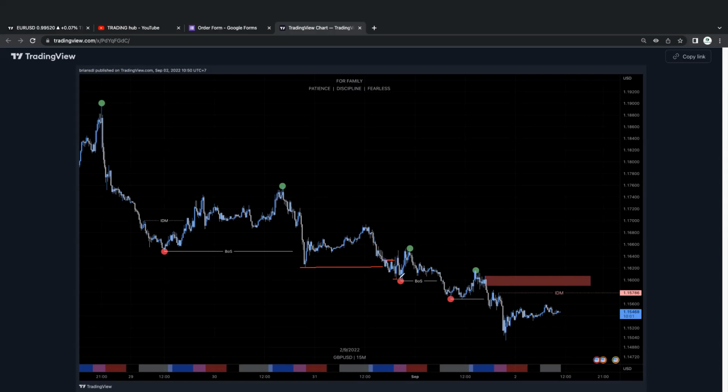And then what happened here? The market just swept the liquidity. And the next attempt is here. And this becomes our new inducement.